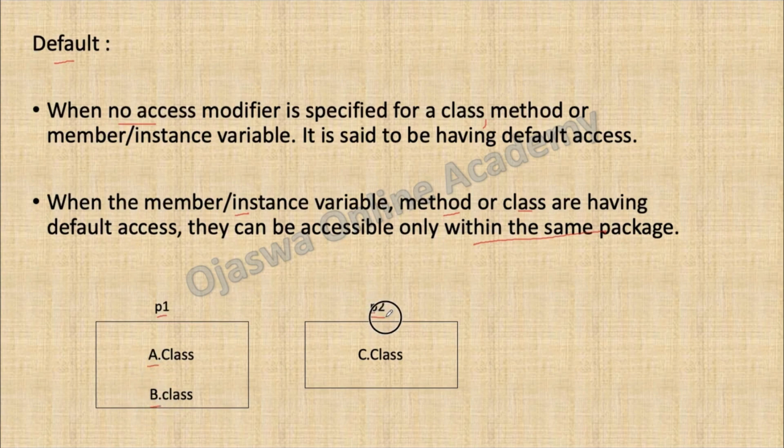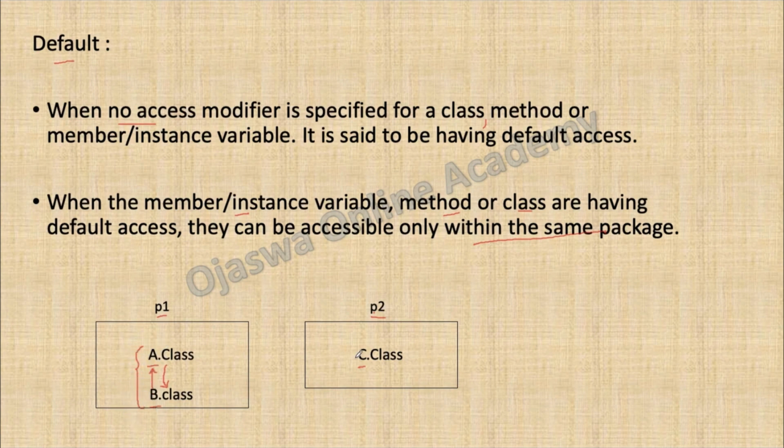And we have package P2. Inside package P2, there is class C. Class A and class B are under default access. Means that class A can access the instance variables and methods belonging to class B, which has default access, and class B can access instance variables and methods belonging to class A that has default access, because they are in the same package.